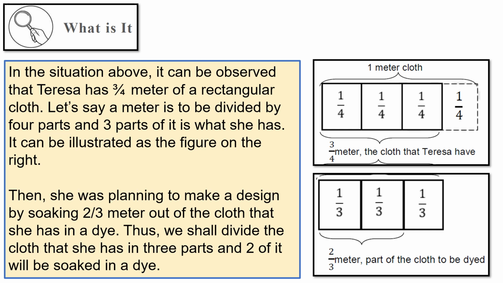Then, she was planning to make a design by soaking 2/3 meter out of the cloth that she has in dye. Thus, we shall divide the cloth that she has into 3 parts and 2 of it will be soaked in a dye. So, nakuha na natin ang tela ni Teresa. Ngayon, yung tela na kabuuan na yon ay hahatiin na naman natin into 3 parts. At 2 sa 3 parte na yon ang gagamitin ni Teresa. Kung nakita ninyo ang illustration dyan, may 3 1/3 dyan, at 2 sa 1/3 na yan ay gagamitin ni Teresa. Yan ang tela na gagamitin ni Teresa para ma-soak niya ito sa dye.